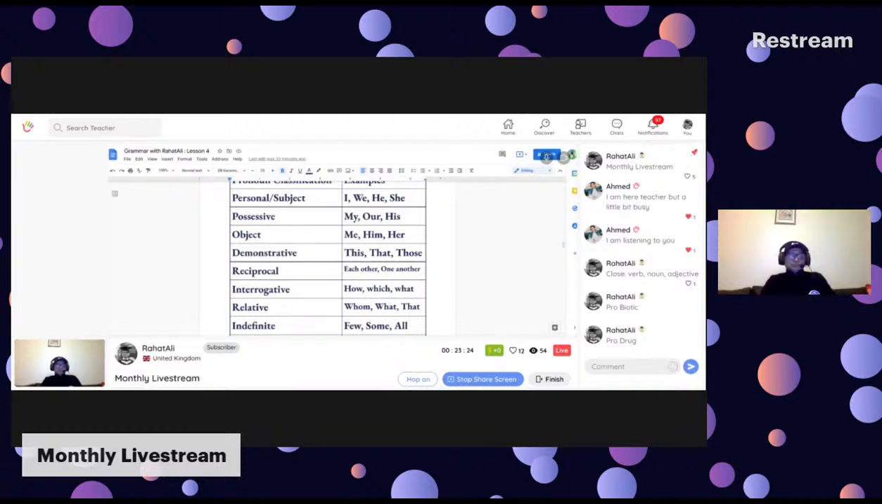Okay, let's move on, guys. Indefinite pronouns. You can see that indefinite means when it is not definite. And what's the meaning of definite and indefinite? Definite means when something is fixed and you have come to know about the defined thing.